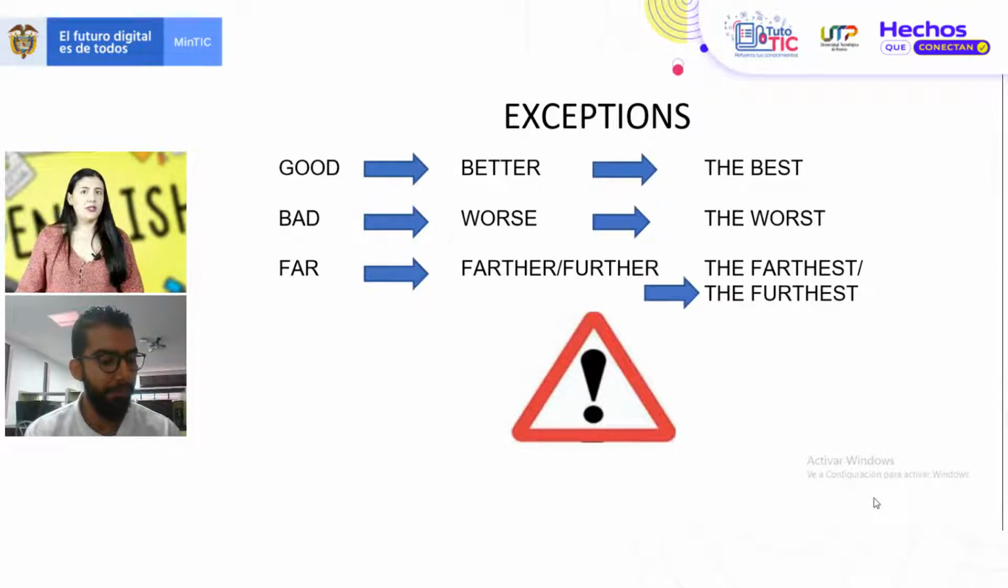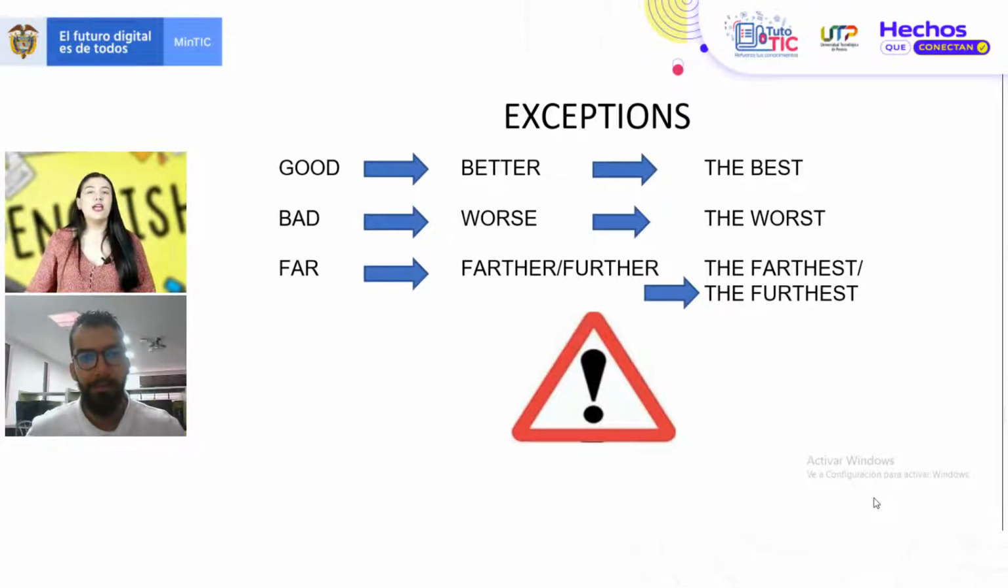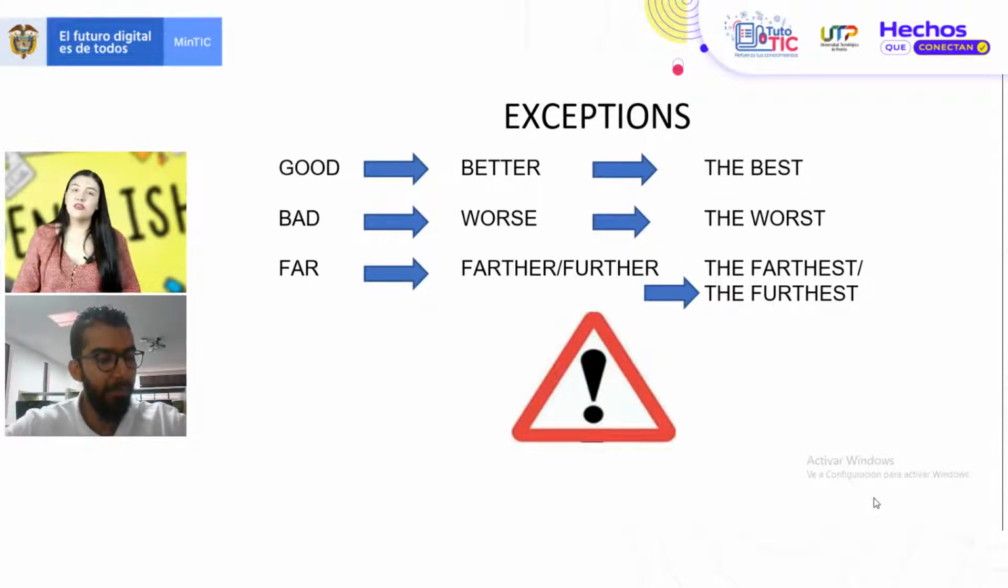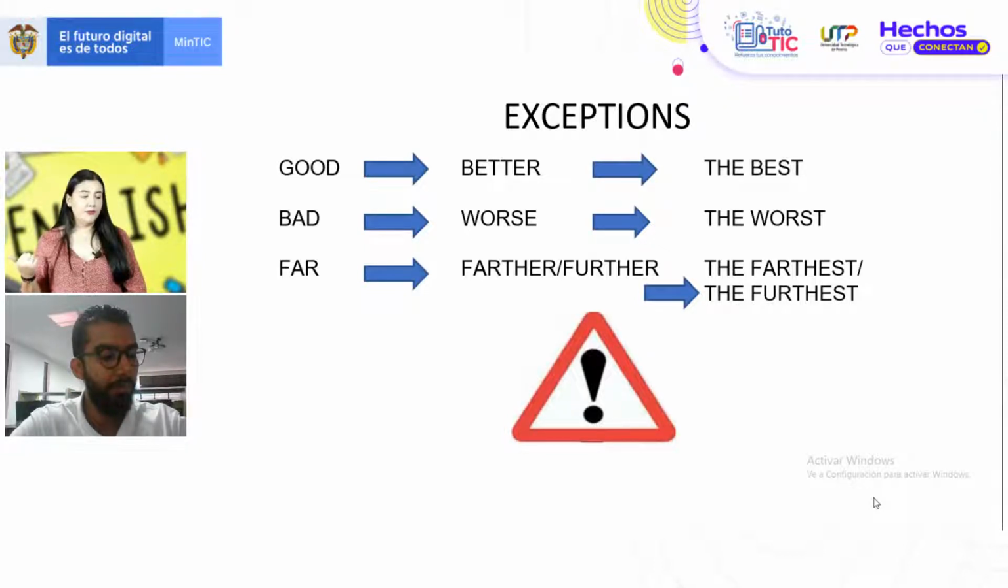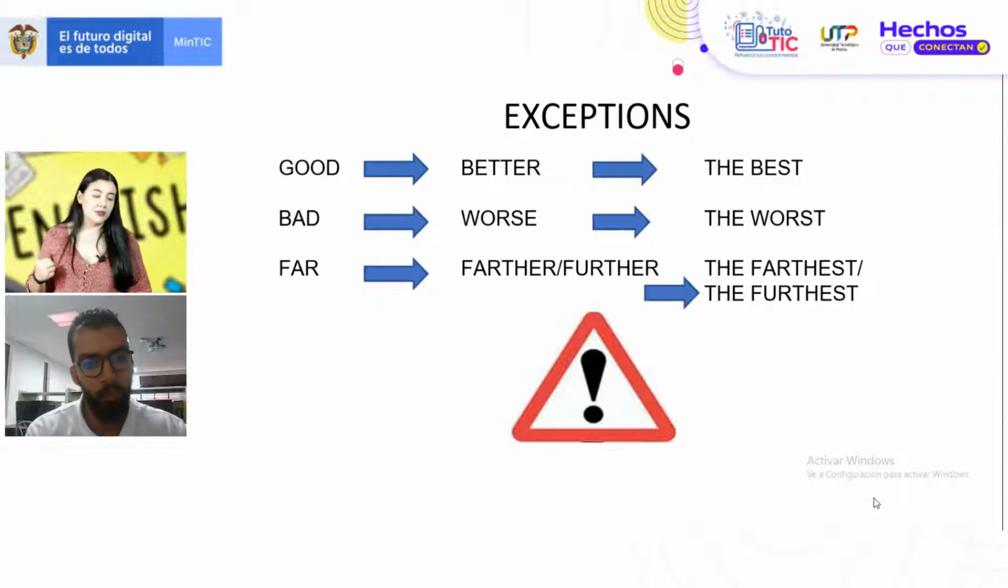¿Por qué son excepciones? Easy, because they don't have the general rules. The general rules don't apply for these adjectives. That is the difference. Entonces, ¿cuál es el comparativo y cuál es el superlativo de estas tres excepciones? Pues es fácil. Para good es better, el comparativo, y para el superlativo decimos the best. Esa sería la primera excepción.